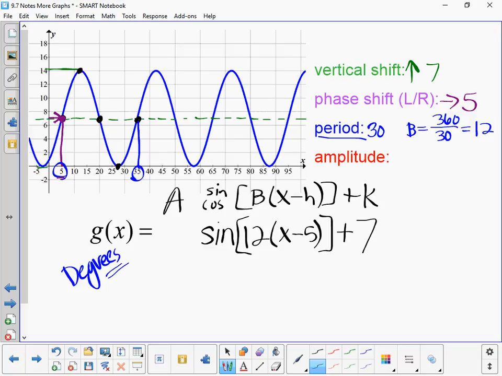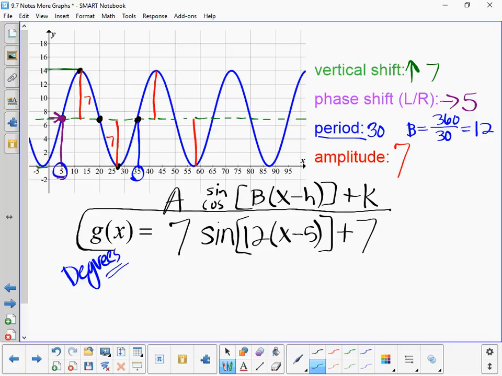And now the last thing that I need to include is the amplitude. The amplitude tells me how far above and below the midline the function alternates, and you can see that amount is 7. So our amplitude is 7. So we have the function g of x equals 7 times the sine of the quantity of 12 times x minus 5, and then add 7.